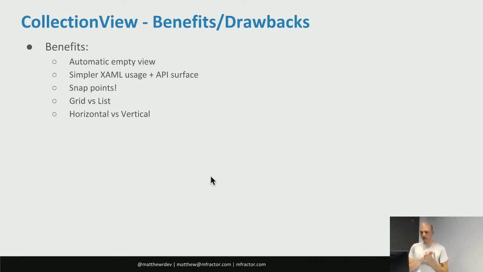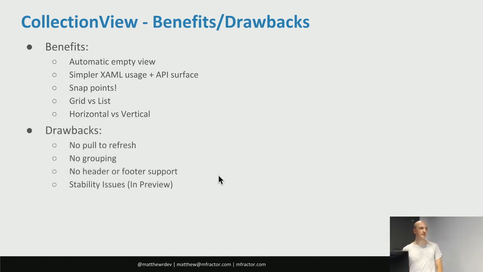So some of the benefits of the collection view: automatic empty view, which is really cool. Simpler XAML usage, and because of this, it's got a better API surface, so less stuff we have to think about when we're working. It has snap points. You can do grids and lists, and horizontal and vertical scrolling.